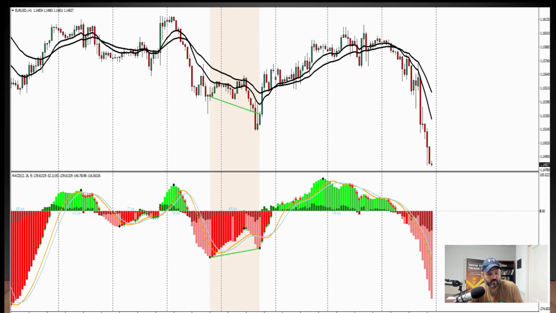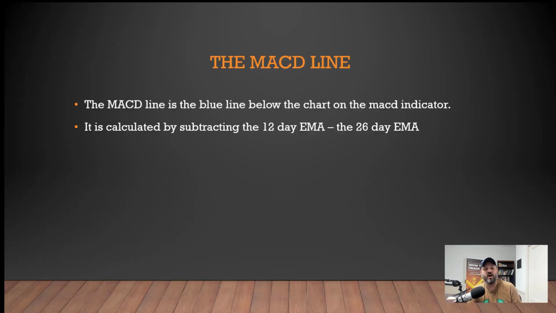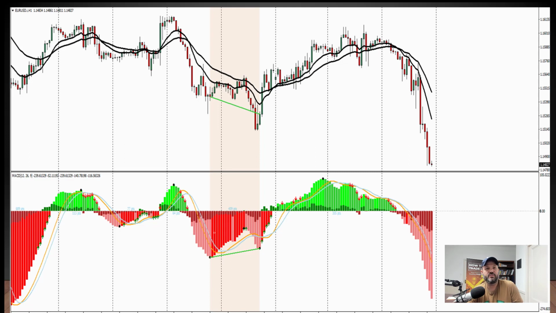okay? So now we're going to talk about the MACD line. The MACD line is the blue line below the chart of the MACD indicator. All it is, it's the 12 EMA minus the 26 EMA. It's basically the same indicator as the histogram, but it's put as a line on the chart. So this is the line right there, right? That's it. That's the line. That's the MACD line. Okay.